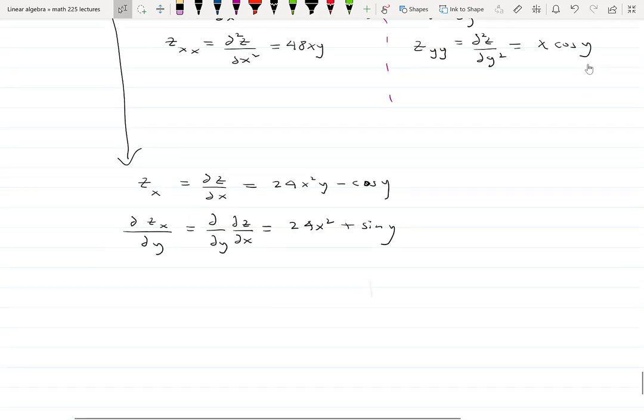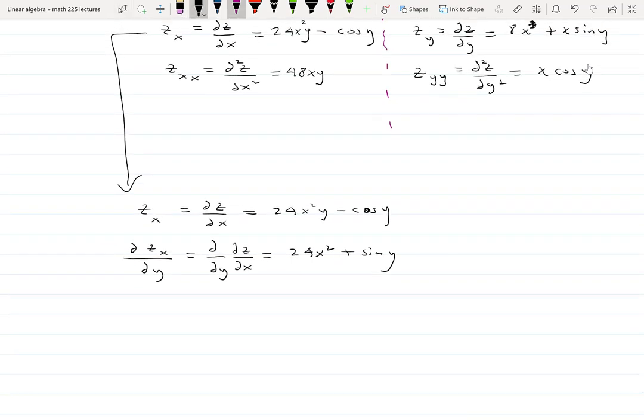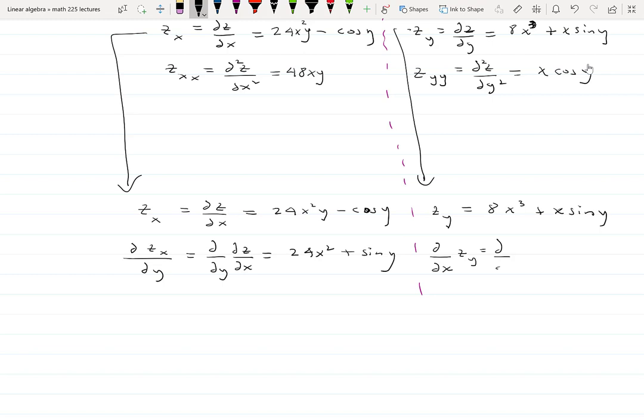Let's also note that with our partial derivative with respect to y, we could also take a derivative of it with respect to x. So remember, z sub y was 8x cubed, if I did it right, plus x sine y. So I could take the derivative again, like I did before. I went z sub y and then with respect to y again. I could also take the derivative of it with respect to the other independent variable. So I could take the derivative with respect to x of z sub y, or using the partial notation, partial z partial y.